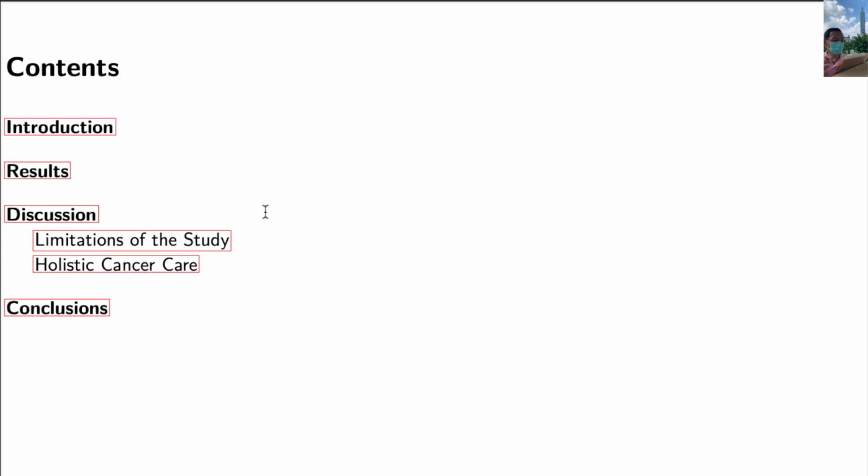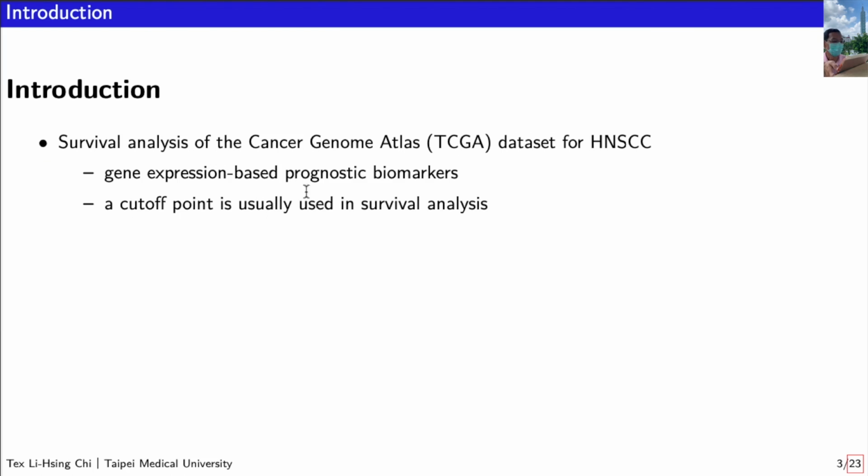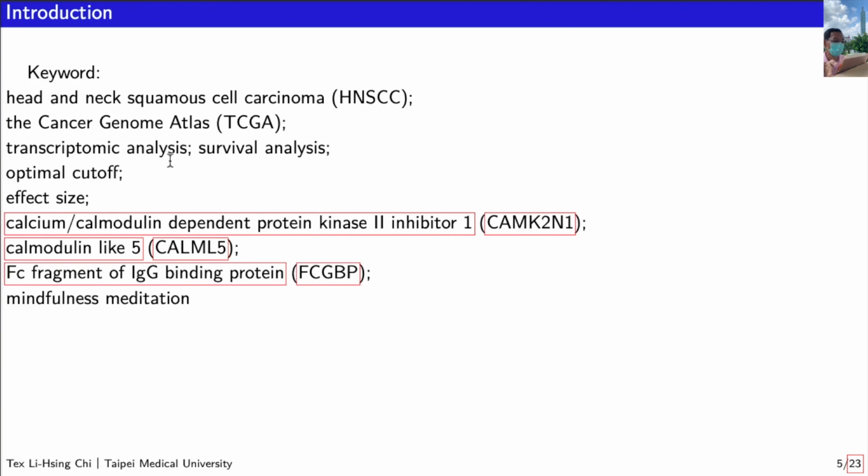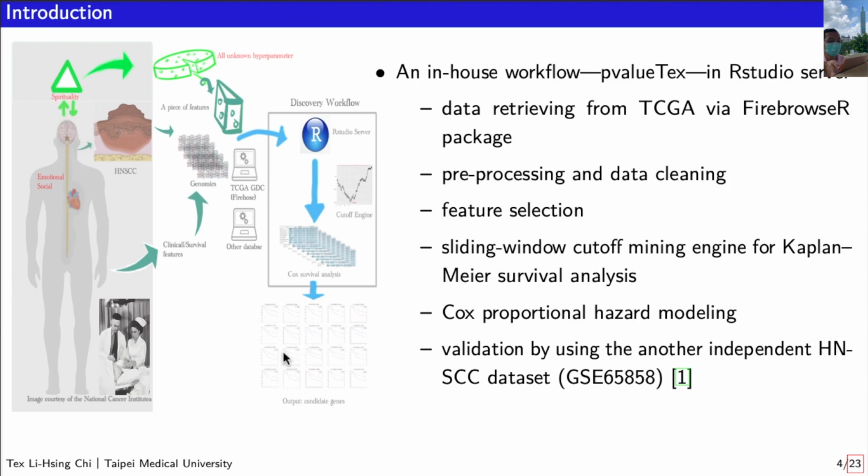The data has comprehensive gene expression data, so we use that to define a good cut point to find a biomarker for HNSCC. Okay, so we can see roughly the workflow. This flow uses the TCGA data from the patient's tumor cell and goes into the survival analysis by processing the data, selecting the features, and using the sliding window cutoff mining engine to find a good and optimal Kaplan-Meier survival p-value.